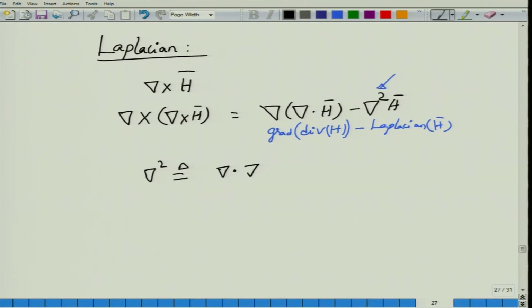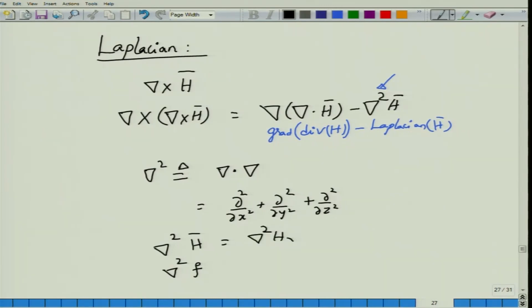For the Cartesian coordinate system, this is very simple. This becomes del square by del x square plus del square by del y square plus del square by del z square. Okay. So, you can apply this del square onto a vector, or you can apply this del square onto a scalar. The meaning of application of this del square or the Laplacian on a vector is that you are applying this onto each of the components and the result will be a vector.